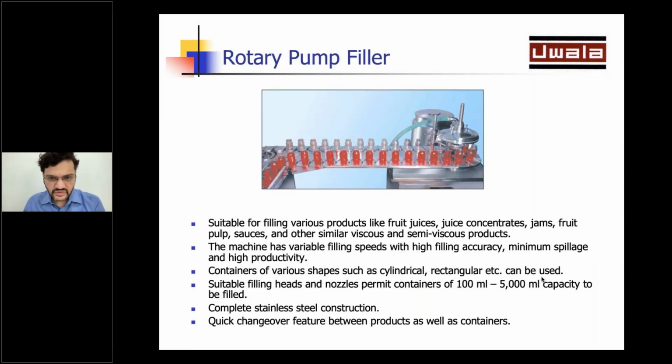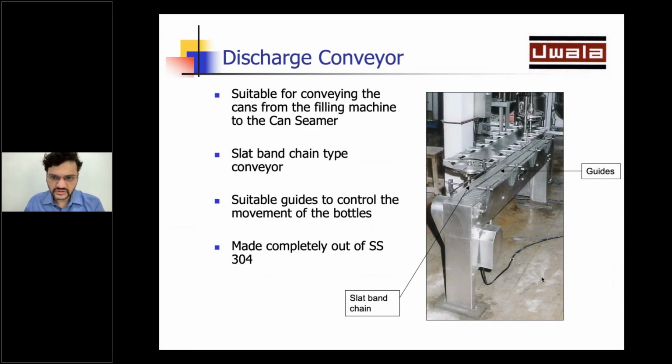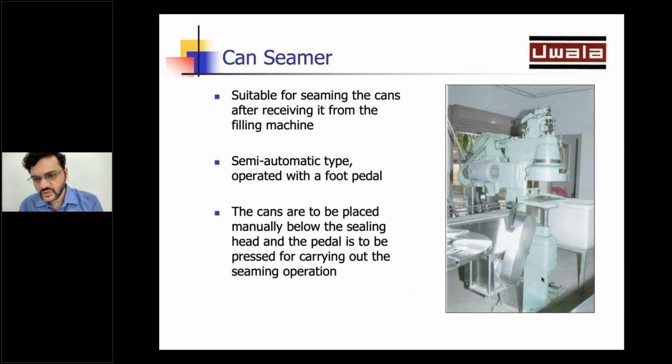This is a filling machine which is normally used for mangoes. It's called the rotary pump filler, and it is normally used for can filling. We can see a rotary pump filler which has been installed in the line. The rotary pump filler fills the product, which is then discharged onto the discharge conveyor. From the discharge conveyor, the product goes to the seamer.